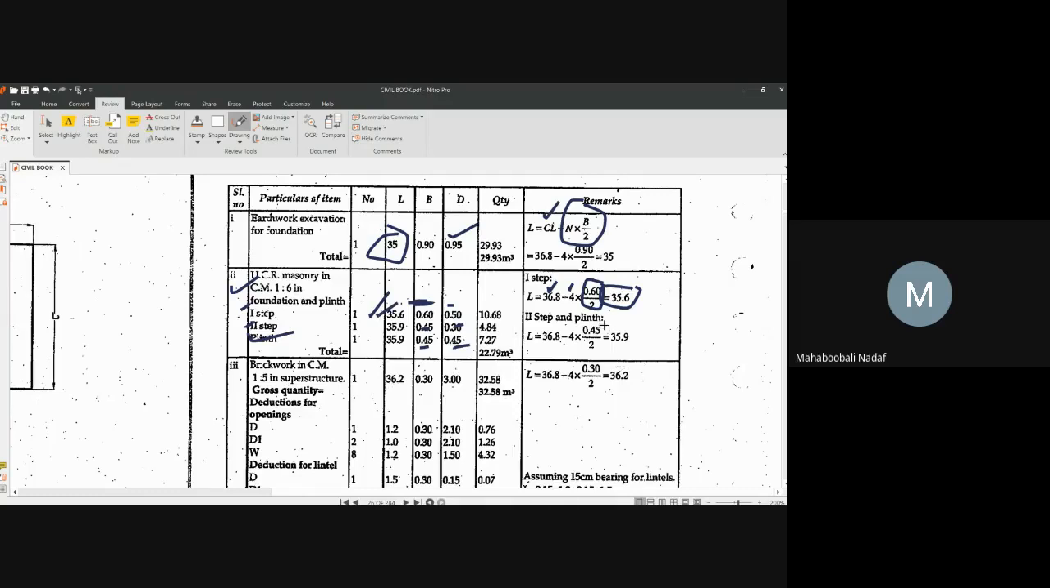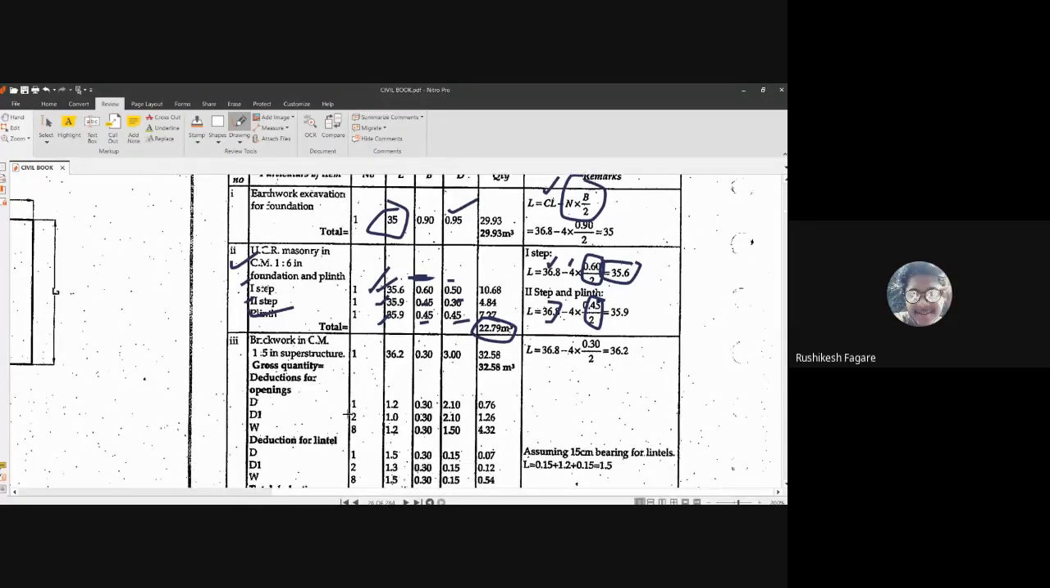For the second, what is the B here? 0.45, sir. 0.45 is the width. In the cross section, is it visible? Yes, sir. Now 36.8 minus 4 into 0.45 by 2. How much? 35.9, sir. So 35.9 is for the second footing and also for the plinth footing. Multiplying, you get the quantity.